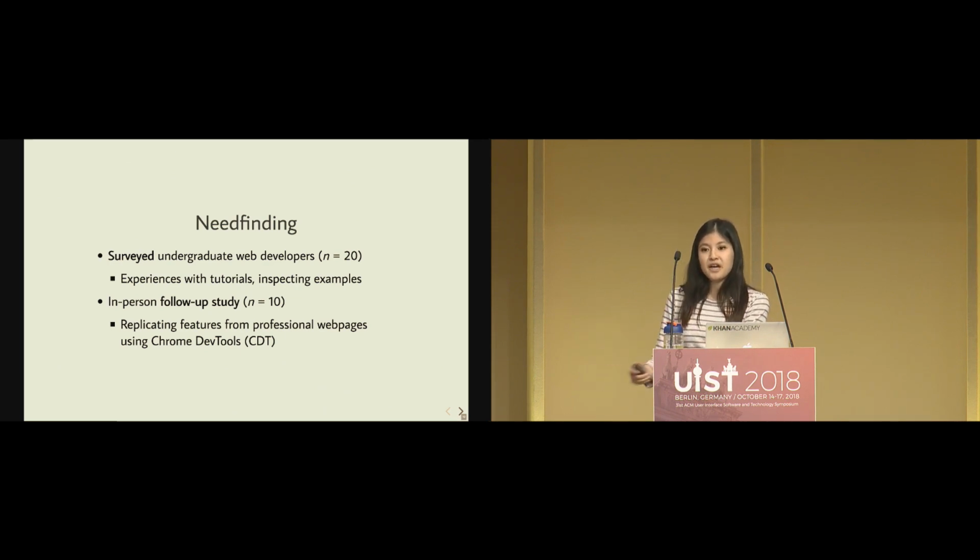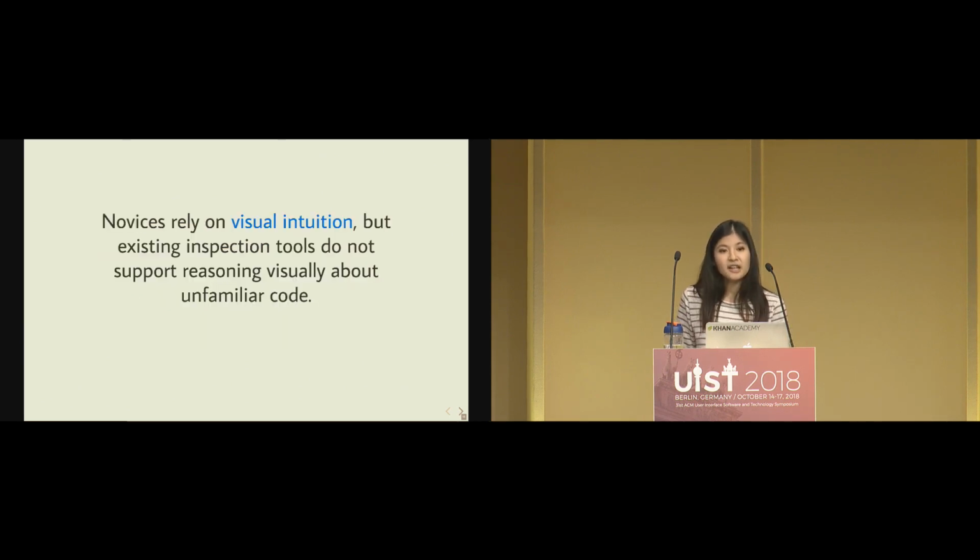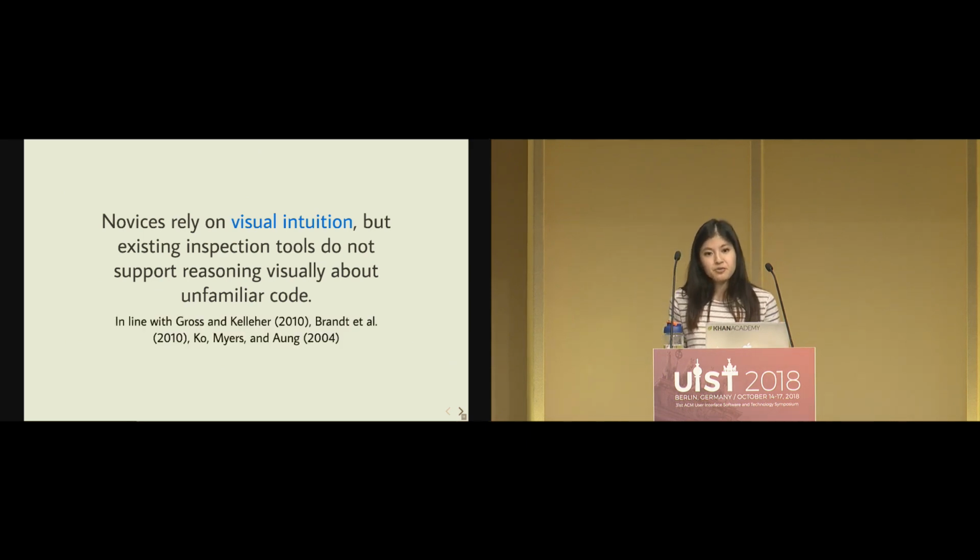where we gave them a bunch of examples of complex component features on professional web pages, and we asked them to use Chrome developer tools to inspect the implementation and try to get HTML scaffolds that we provided to look like the actual target outcome. And the high-level finding here was that novices overwhelmingly rely on visual intuition, but existing tools like Chrome developer tools don't actually support reasoning visually about code very well. And this is consistent with prior work on end-user programmers that shows that people really struggle to identify lines of code that are responsible for graphical outputs of interest.